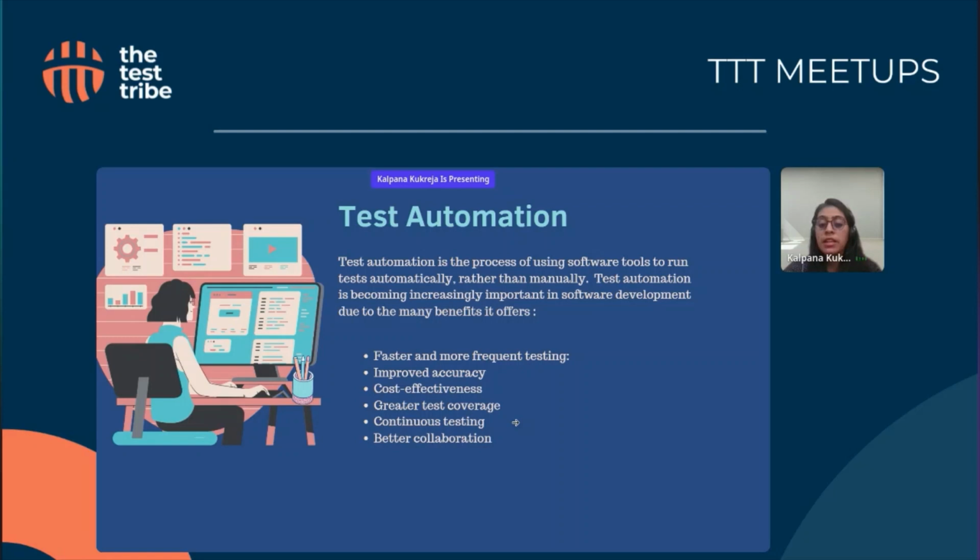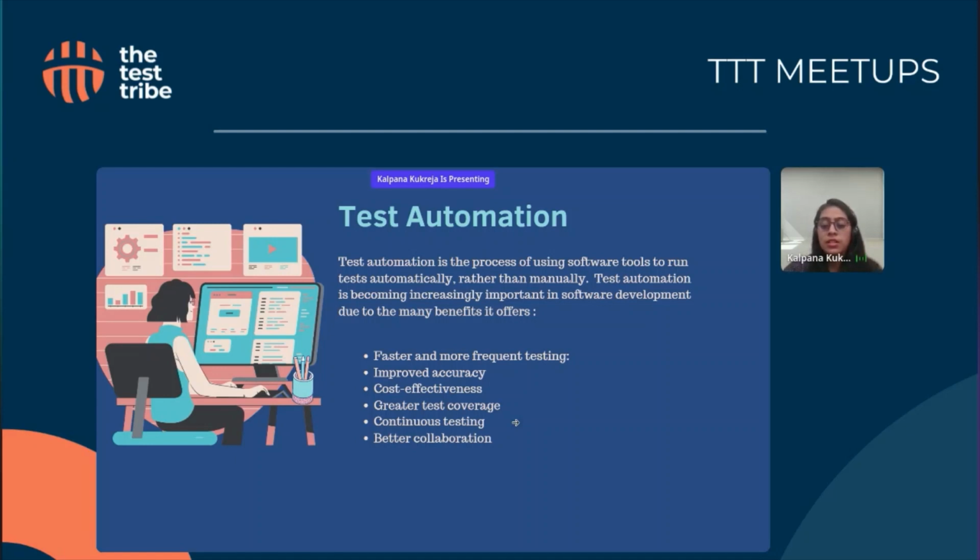Initially the setup might cost a bit, but later, in terms of the amount of effort that manual testers spend on testing some of the regression suites or any sort of integration testing, that effort can be reduced, and it in turn benefits the cost of the project. Then we again have greater test coverage, continuous testing, and better collaboration. There are some more other benefits of test automation.